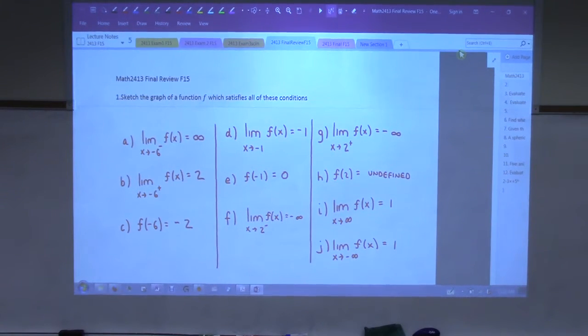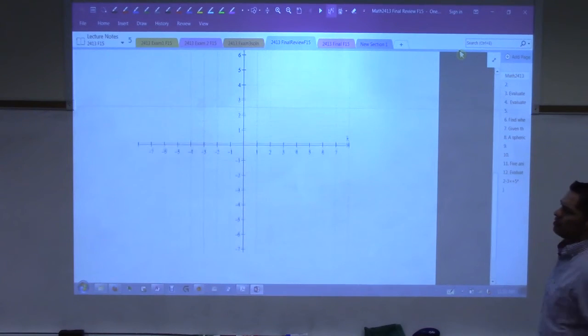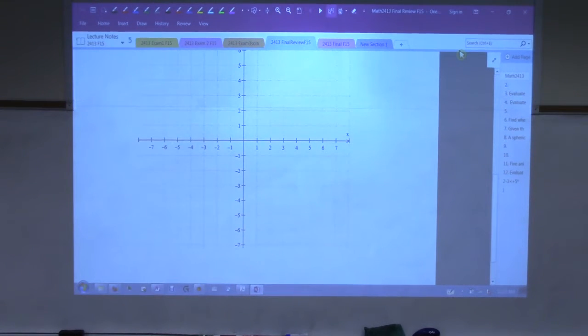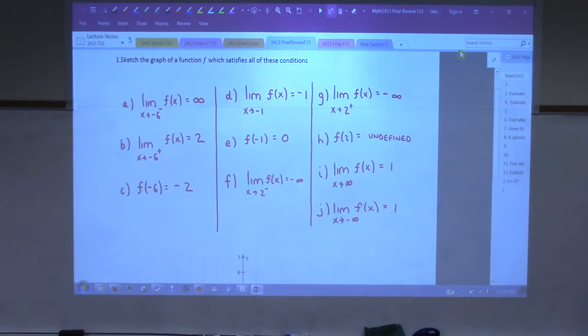This is a cumulative final, but again, it's not going to cover every single type of problem, but when we look at it, it's going to look like it, okay? Because we're going to go way back. Beginning, give you some conditions about a function. I ask you to sketch this. So, limit from the left is doing this, limit from the right's doing this. So that's the first problem there.